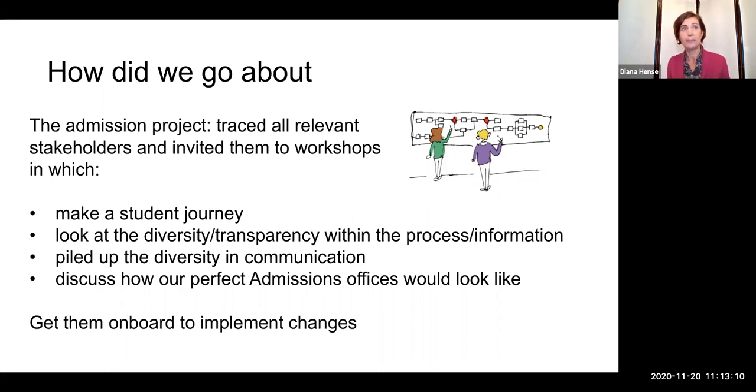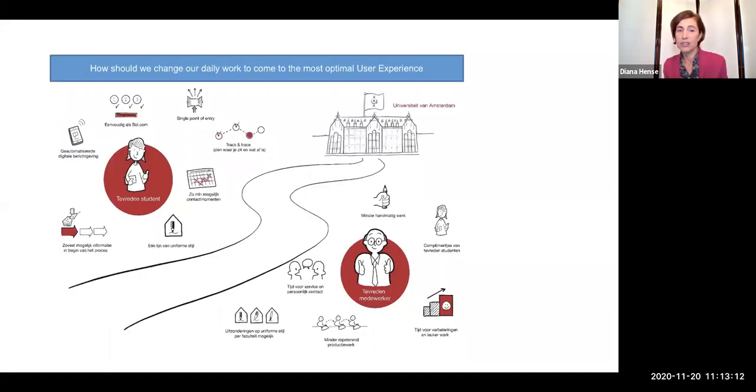So next slide. This is in Dutch, but on the left is the happy student, and on the right, down, is the happy employee. So we made this kind of chart. What are the main focus points we should address? It should be an easy process. It should be like Amazon.com: you order sneakers, you get your sneakers.